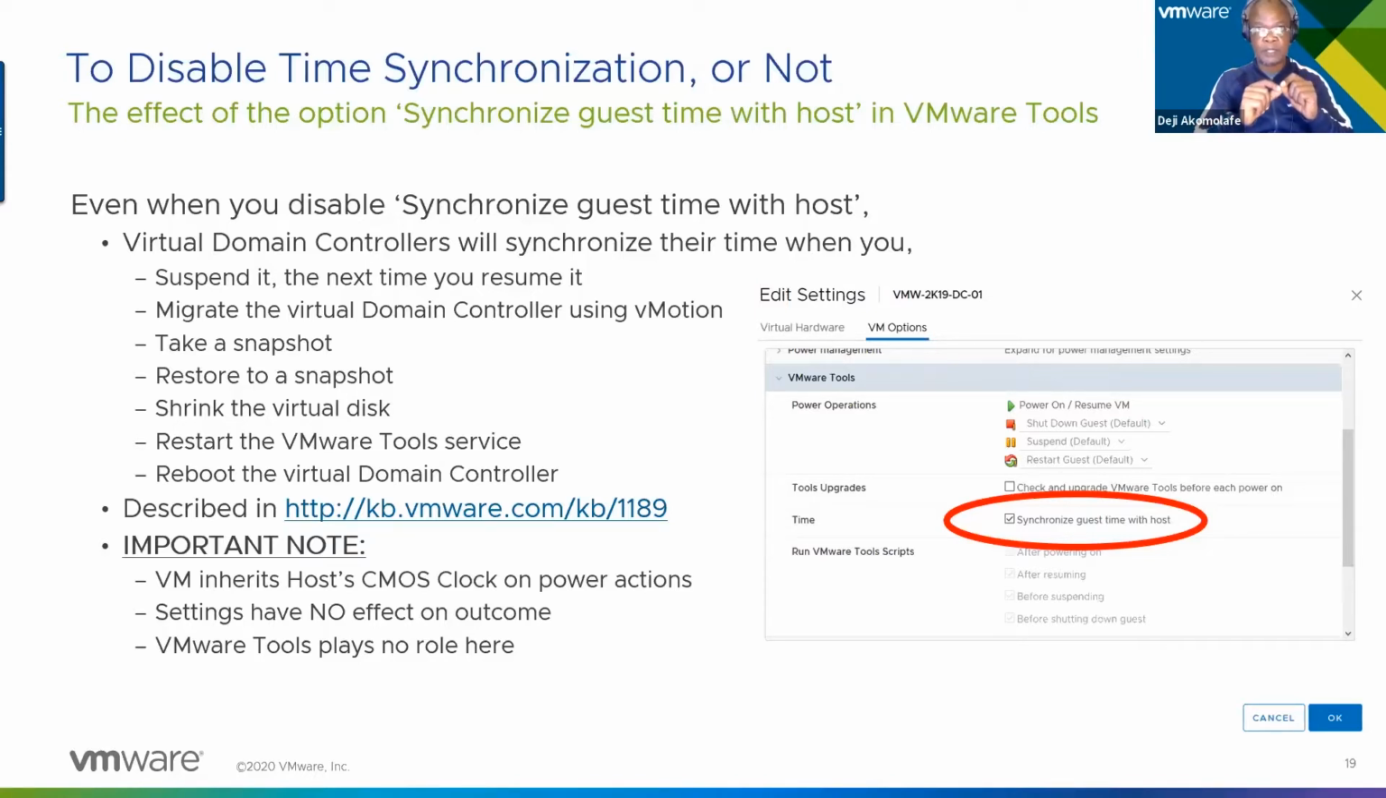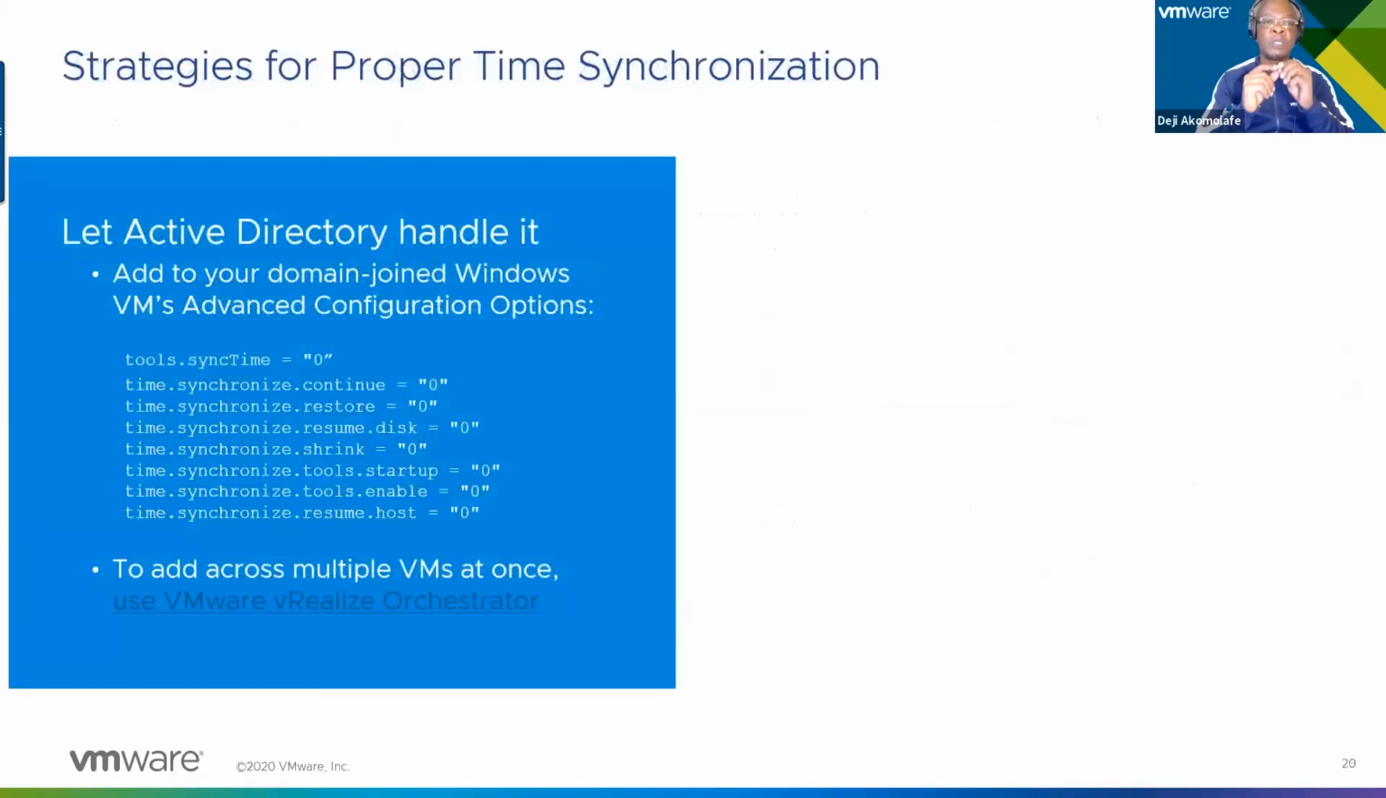It's important to know that you can do everything listed in KB 1189, which we will discuss in a subsequent slide, and your VM can still receive time from a host. So please pay attention as we describe this in more detail and demonstrate the effect. Our recommendation for avoiding this is simple. Let AD do the time hierarchy and the time correction for a domain joined VM. If it's a Windows box, it's joined to a domain, let it take time from the domain hierarchy.